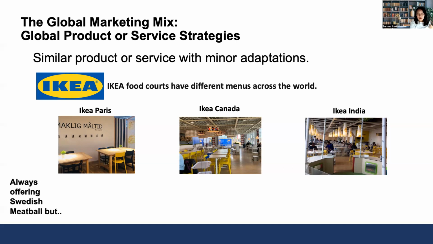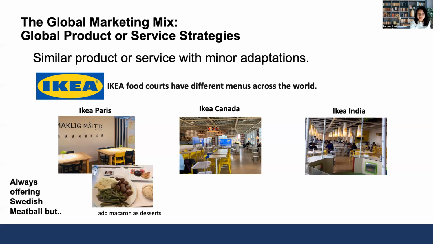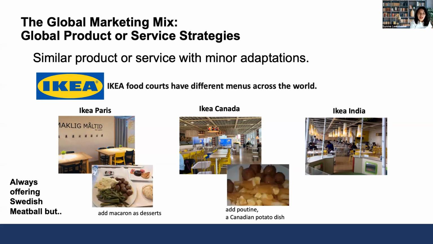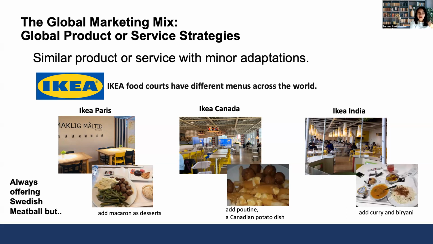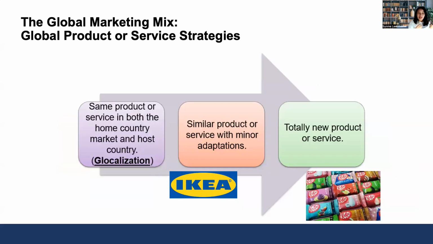But IKEA made modifications: they add macarons as desserts in Paris, and they add poutine, the Canadian potato dish, in IKEA Canada. And they add curry and biryani in India. They use the same products, but they make small modifications to adjust to the market. The last type is totally new products or services.